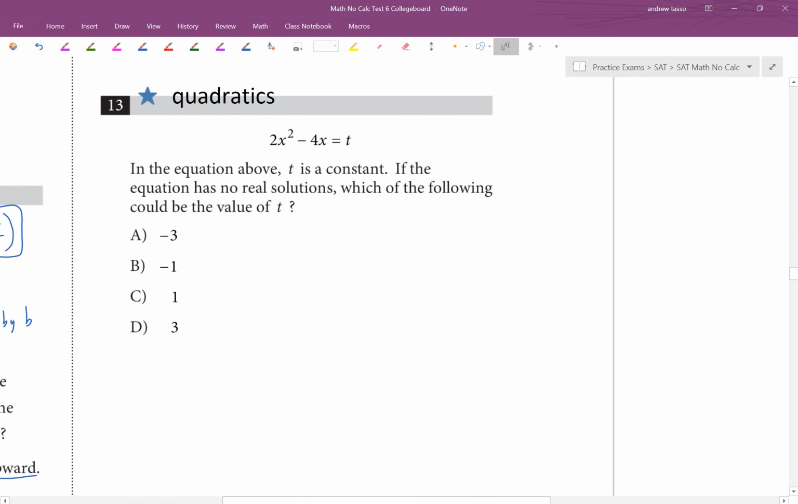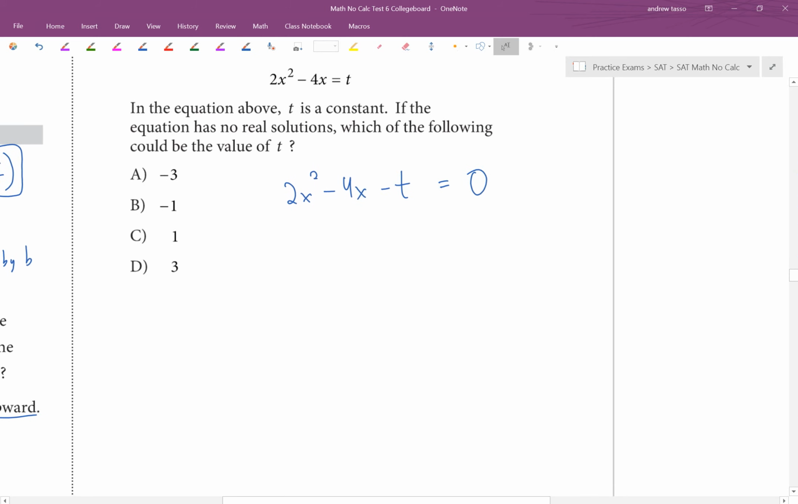In the equation above, t is a constant. If the equation has no real solutions, which of the following can be the value of t? So what we can do is subtract the t to the left, because whenever we have a quadratic, we always want everything on one side with 0 on the other side.